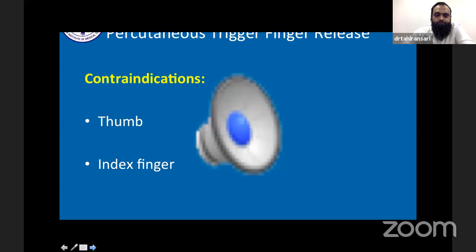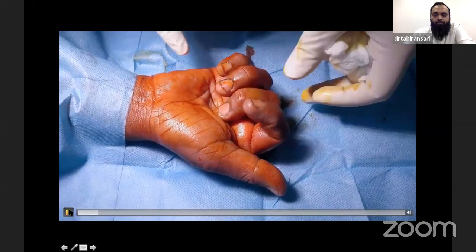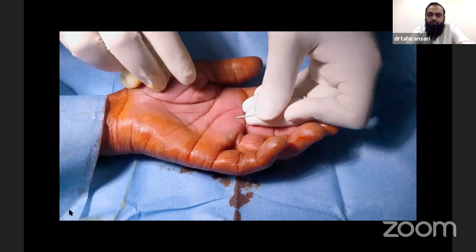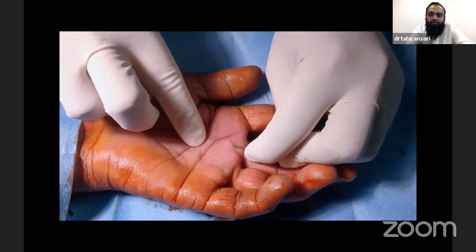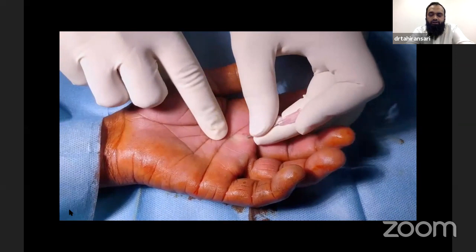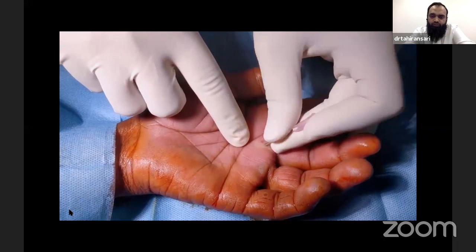This is how we do it basically. You see the triggering of the middle digit. The important thing is to always be in the midline. You just check the midline at the MCP joint level. And I'm using a 22 gauge needle, going proximal to the distal crease. And as I'm holding it, around 1.15 centimeter of the needle is inside the palm.